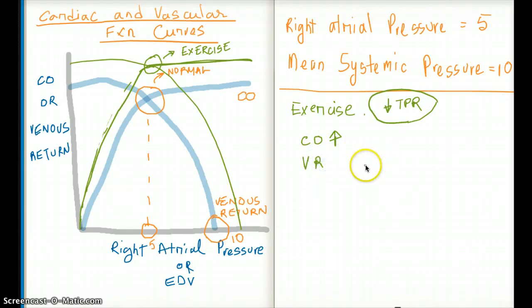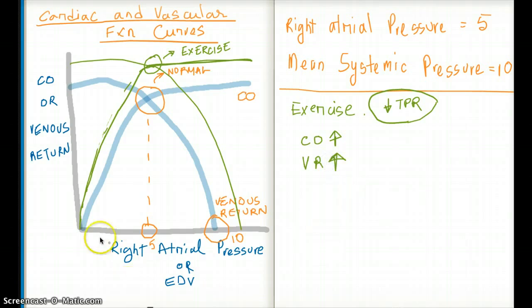Okay, so let's think about total peripheral resistance. The total peripheral resistance is going to go down. Why is that? Because we need more blood to go to the heart. As a result, it's going to vasodilate and our total peripheral resistance is going to go down. As a result, because of increased cardiac output, our venous return is also going to go up, right?